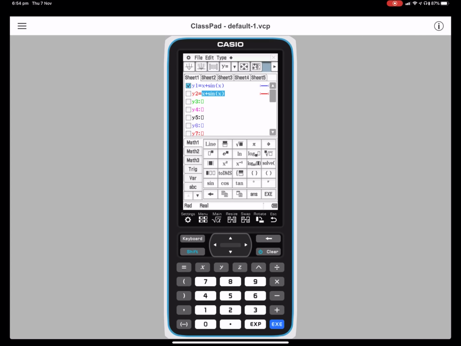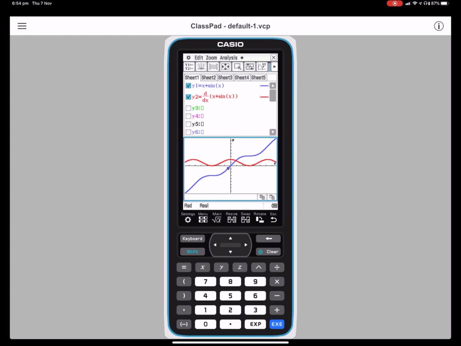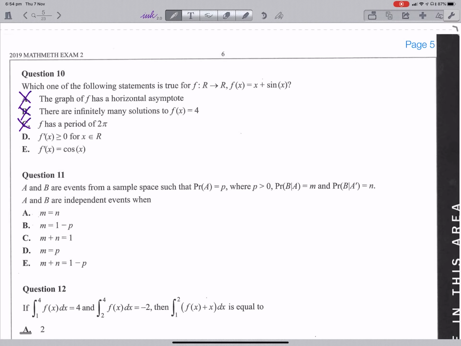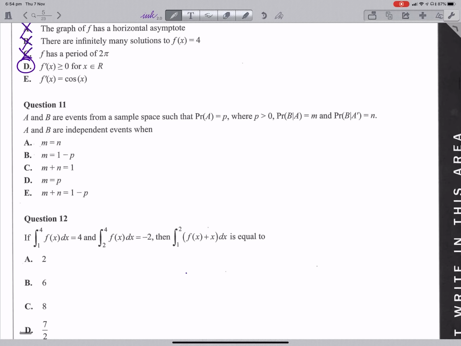Easiest way. That looks right. Analysis, G-Solve, minimum. Okay, that's at 0. So that's right. The gradient's always positive.